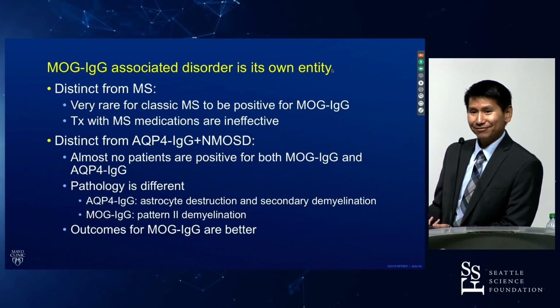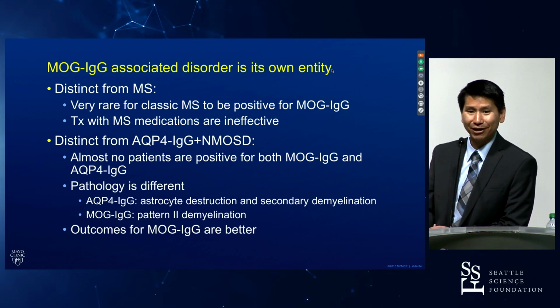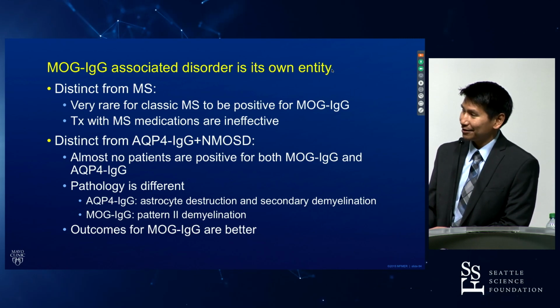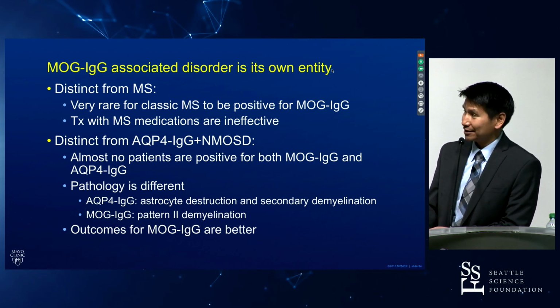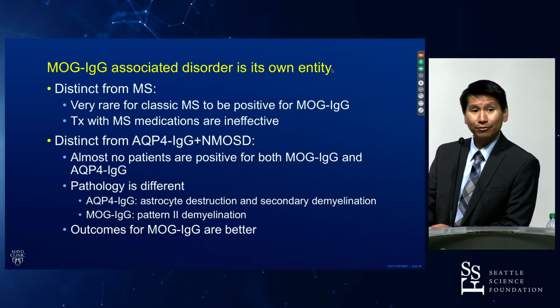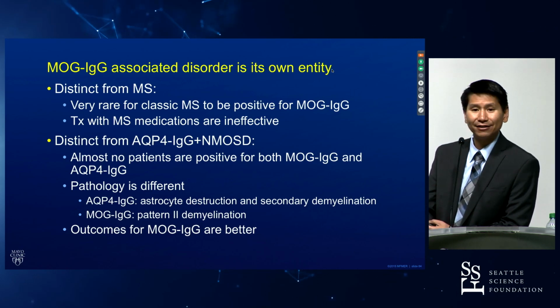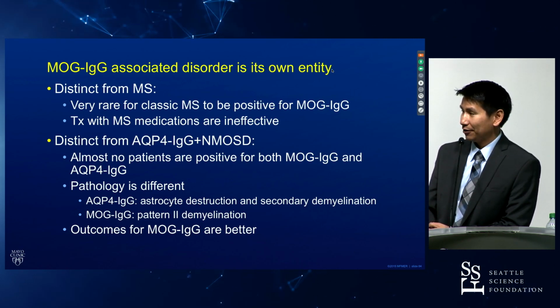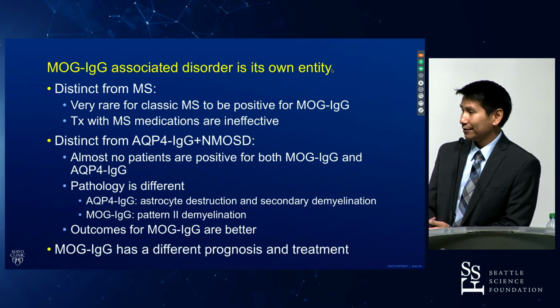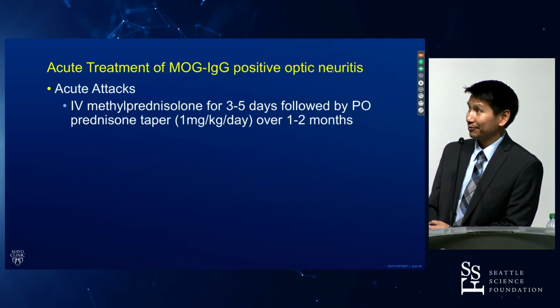And then, of course, we kind of accidentally have pathology from some of these patients before we had good biomarkers. But if you look at the pathology in aquaporin 4 NMO, you actually see astrocytic destruction and secondary demyelination. But in the MOG pathology, you see pattern 2 demyelination. And so even on pathology, they're different. And of course, the outcomes for MOG are better. And it's got a different prognosis and a different treatment. So let's talk about treatment.